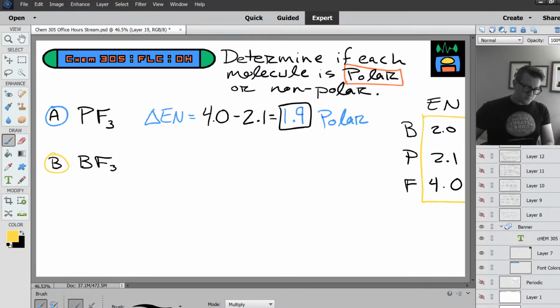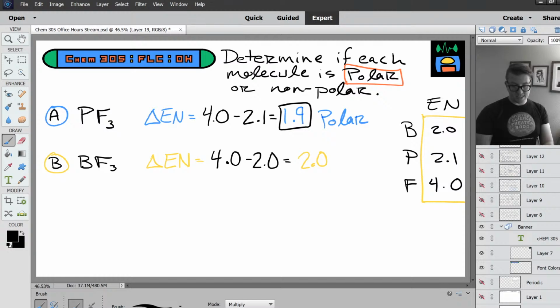Okay. So let's look at our electronegativity. Our difference in electronegativity here for boron and fluorine. Fluorine has an electronegativity of 4.0. Boron has an electronegativity of 2.0. And so when we take the difference here, it comes out to be 2.0, which still is polar. It's the upper boundary for what can be polar, but it still totally is polar.